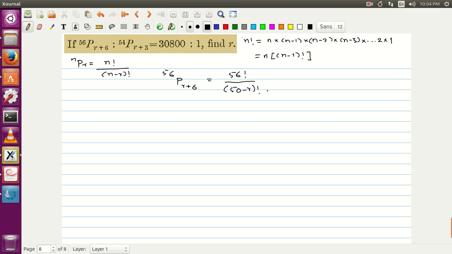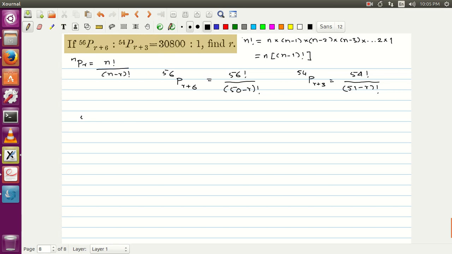Similarly, let us find out what is the value of 54P(r+3). So 54P(r+3) is going to be 54 factorial divided by (54 minus r minus 3) factorial, which is (51 minus r) factorial, right? And now we write this ratio and simply equate it to 30,800.